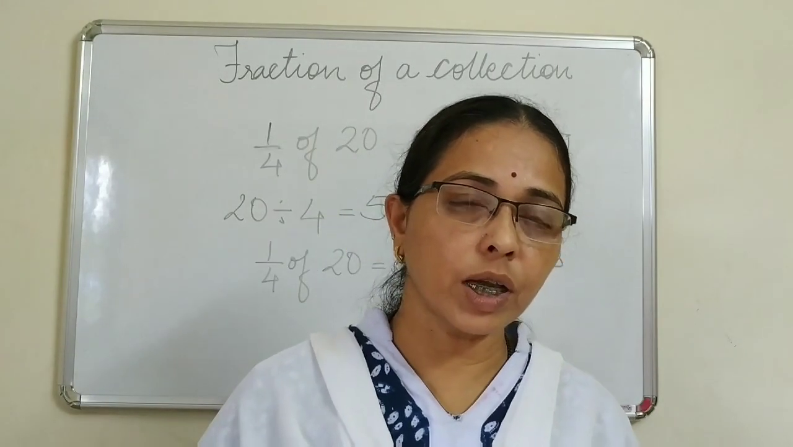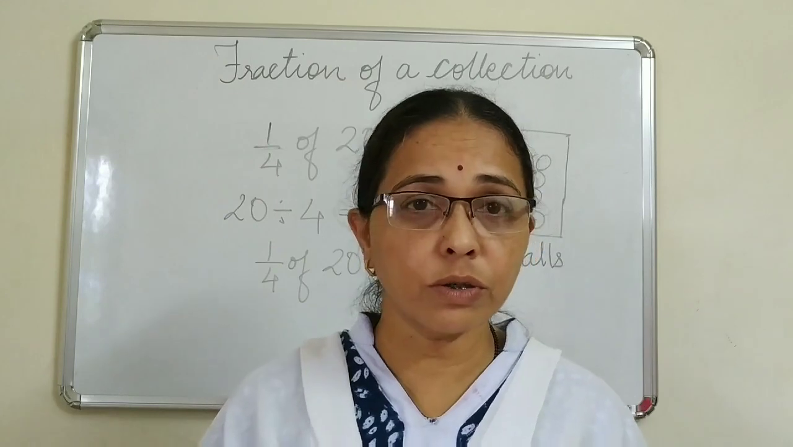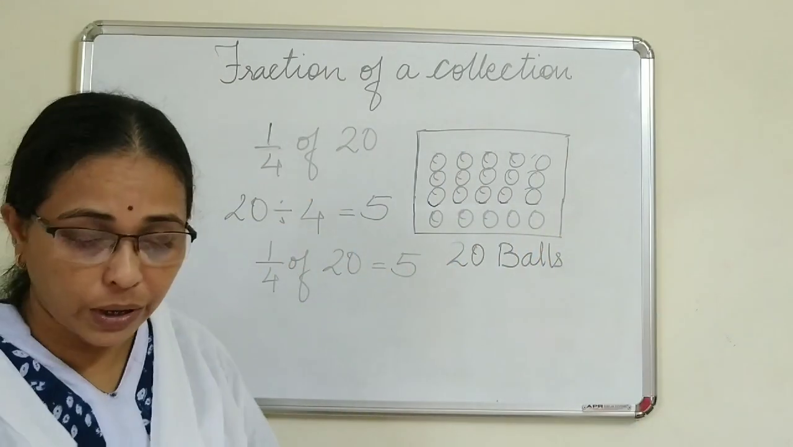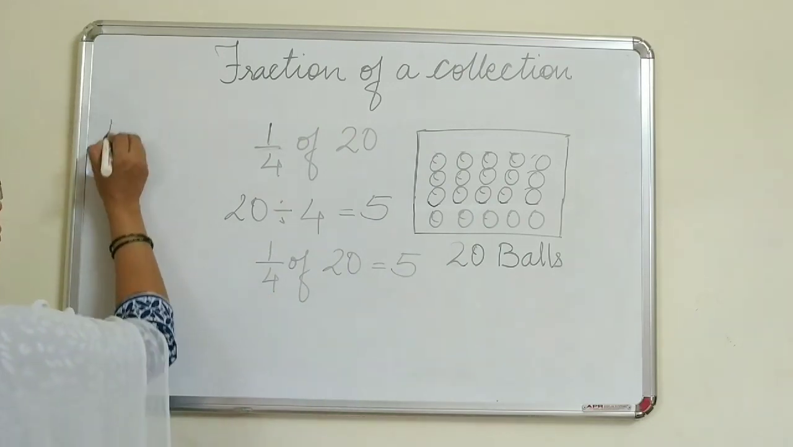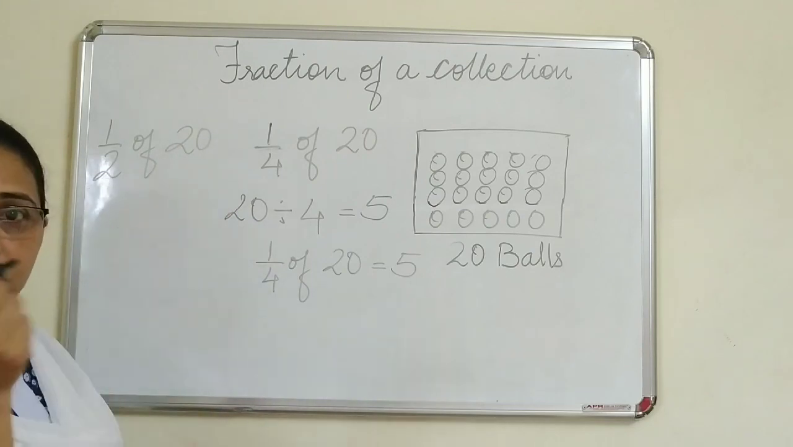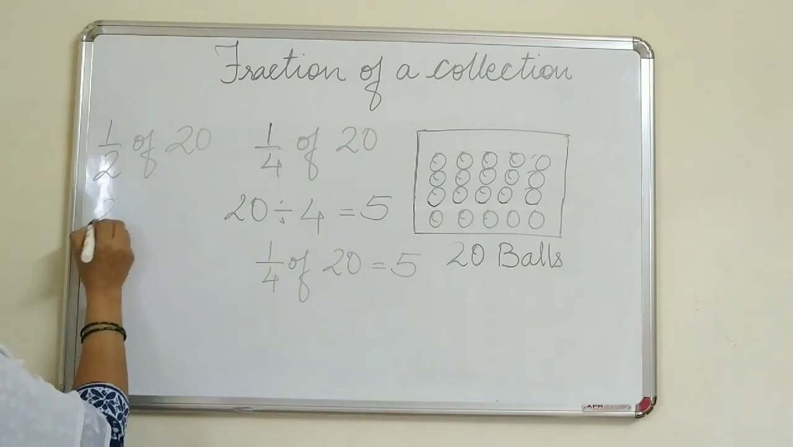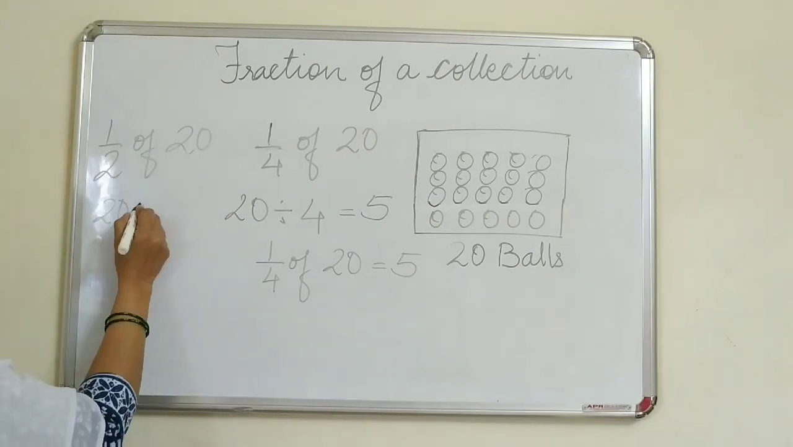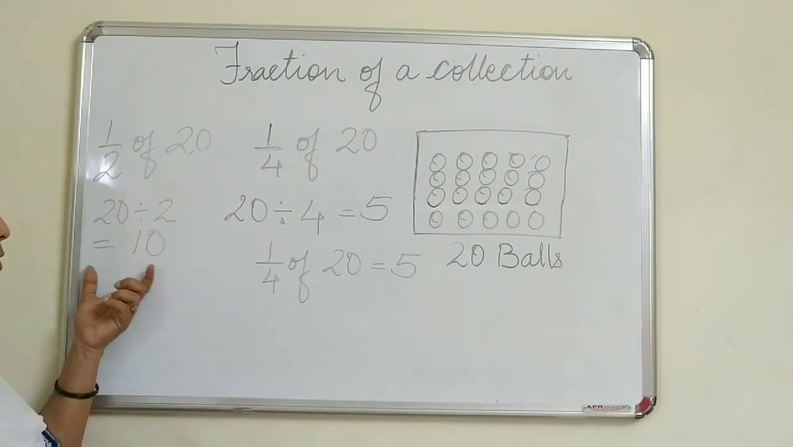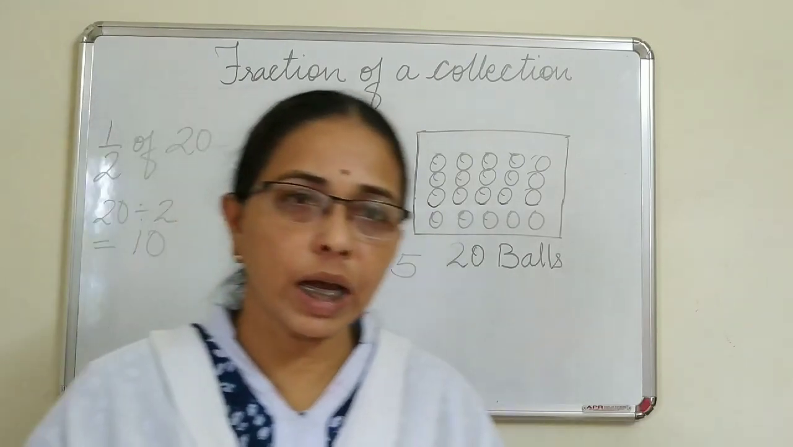Then now if I say half of 20, then what will you do? You will divide the 20 by 2, and we will get 10. So you are going to give me 10 balls.